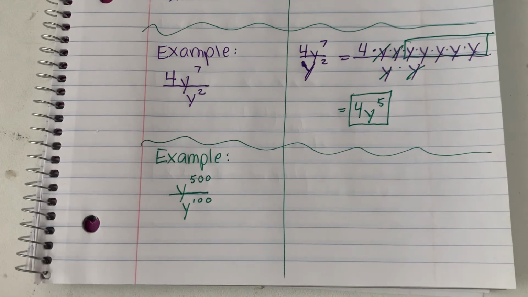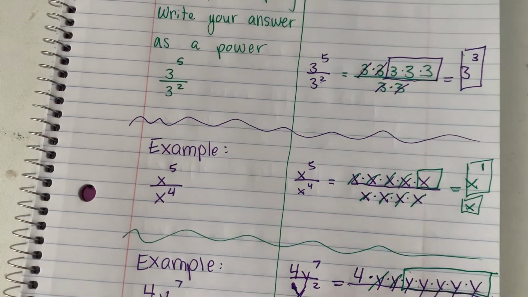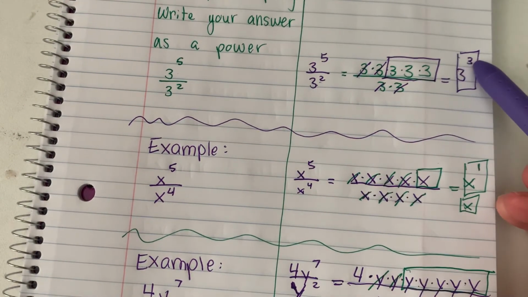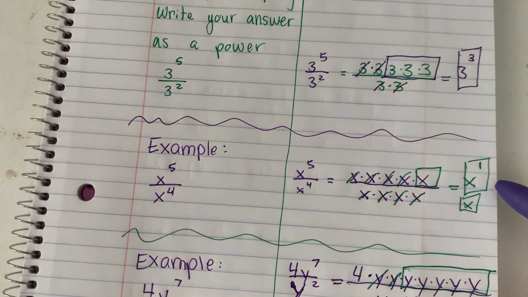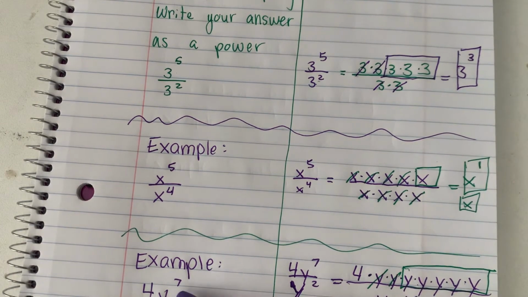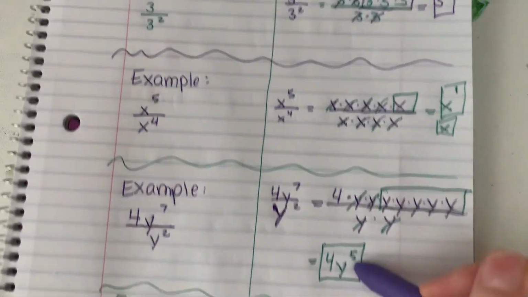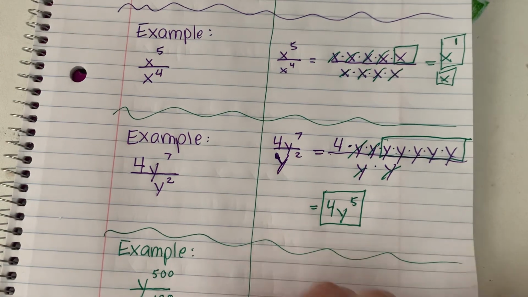How have we been getting these answers? Let's try to find a shortcut here. I'm going to go back to that first example. We had 5 3's and 2 3's. Our answer left us with 3 3's. We had 5 x's and 4 x's. In the end, we only had 1 x. Here we had 7 y's and 2 y's. We were left with 5 y's. How are we getting these numbers? Well, that takes us to today's lesson, the quotient of powers.